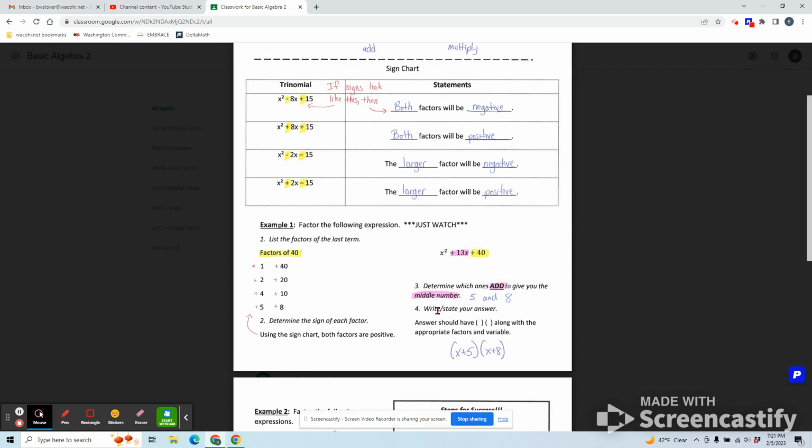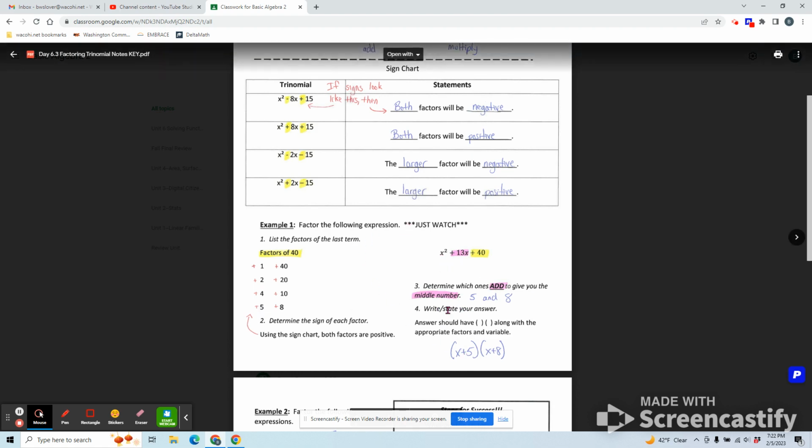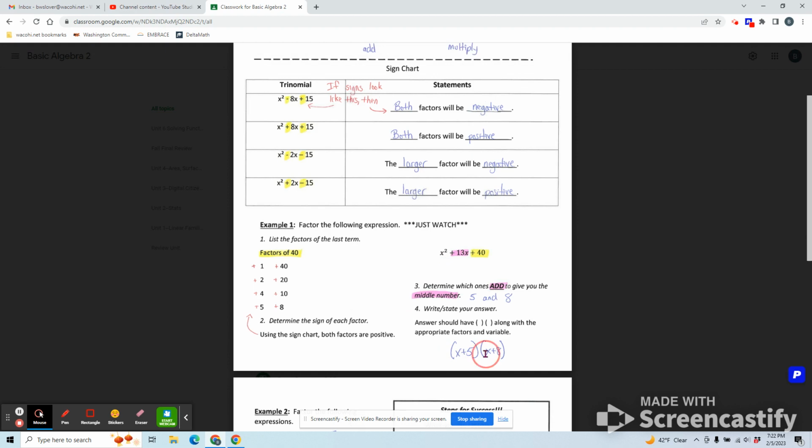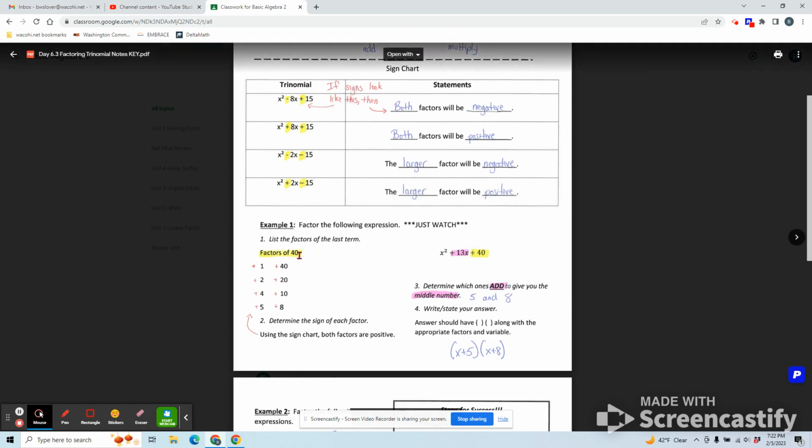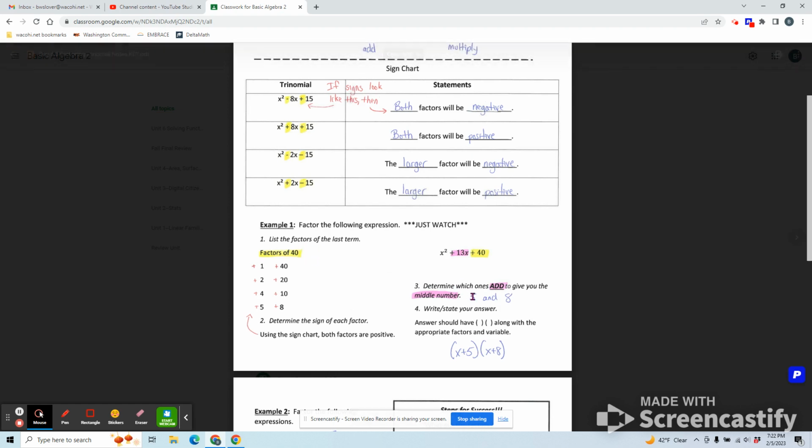And then the final step is to write my answer. I should have 2 sets of parentheses along with the appropriate factors and variable. So I use the letter x because there's x in the expression. And I chose 5 and 8 because those were my factors. The product of 5 and 8 is 40. The sum of 5 and 8 is 13. So that's how this works.